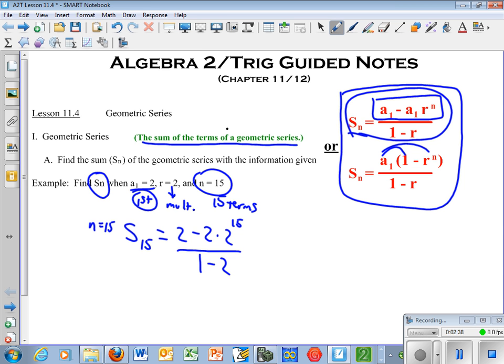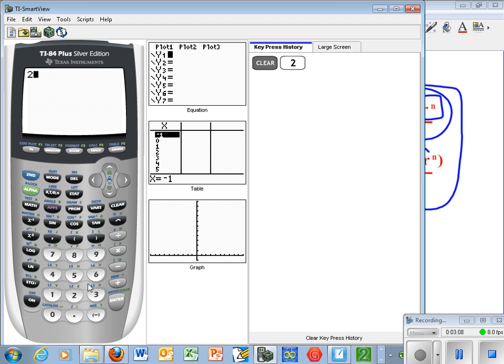Now you really have to understand order of operations and what you need to do first. I would not round anything off, especially when you're dealing with r being a fraction. I would always convert to fractions on your calculator. So obviously on the bottom, I'm getting -1. So what I'm going to do on the calculator right now is type in that line right there. So let me pull up my calculator. I'm going to do 2 minus 2 times 2 to the power 15.